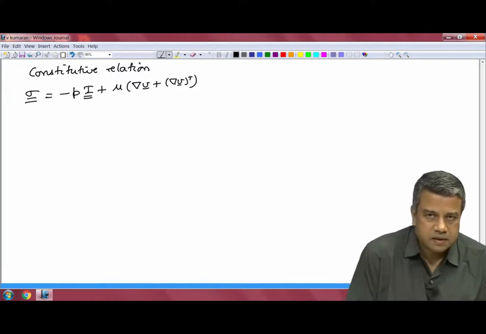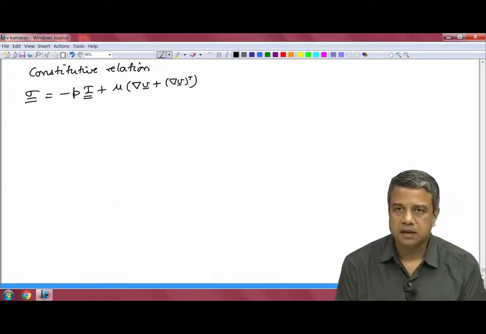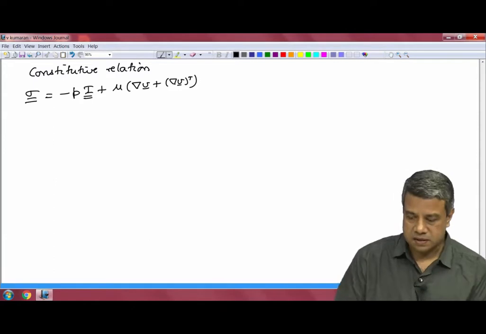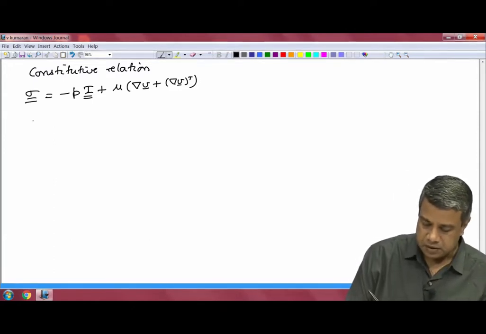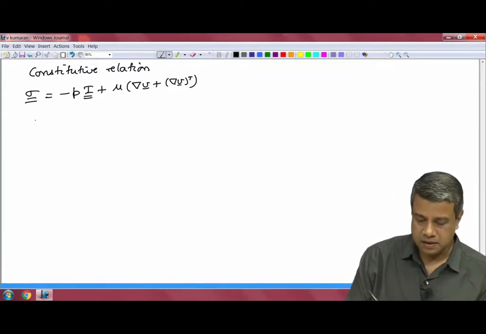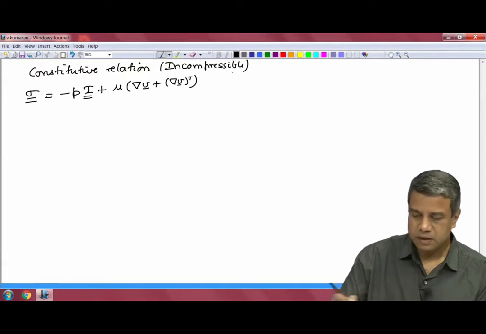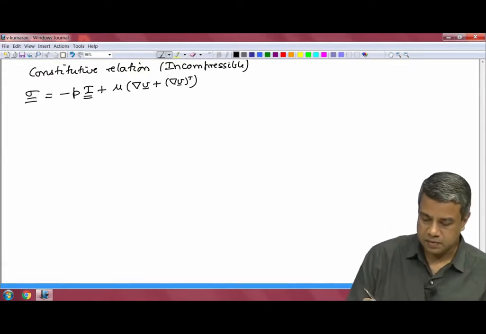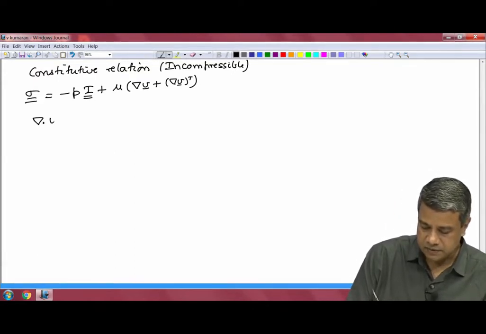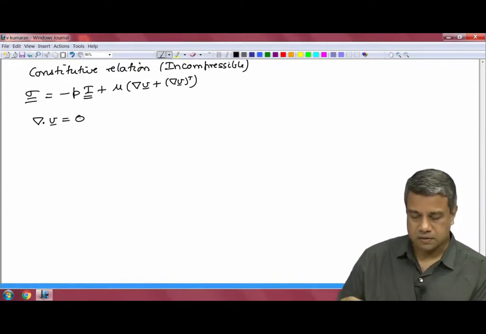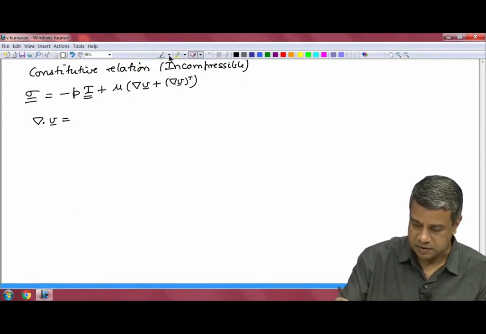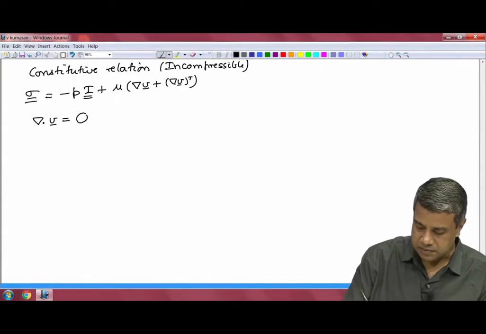Now, this has to be substituted into the momentum balance equation in order to get the Navier-Stokes equations. The mass conservation equation for an incompressible fluid, I should note that this is incompressible, is the divergence of the velocity equals 0. So, that is the mass conservation equation for an incompressible flow.